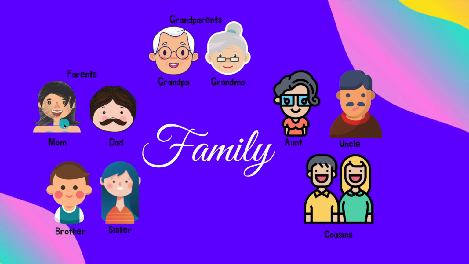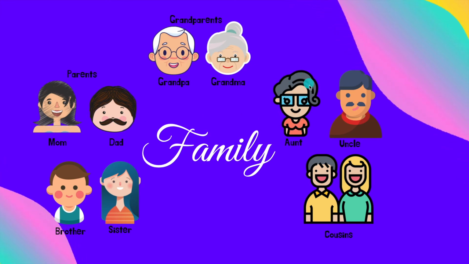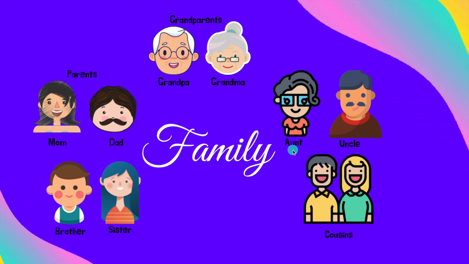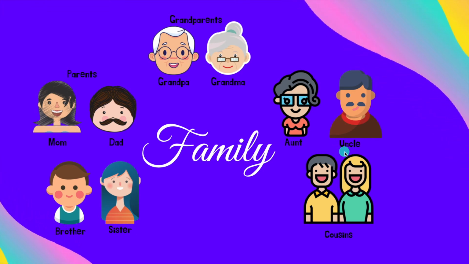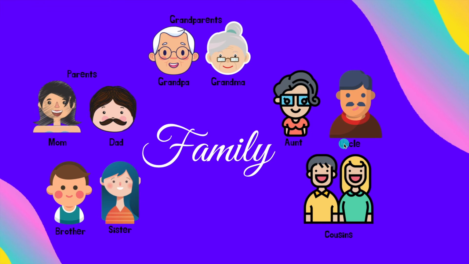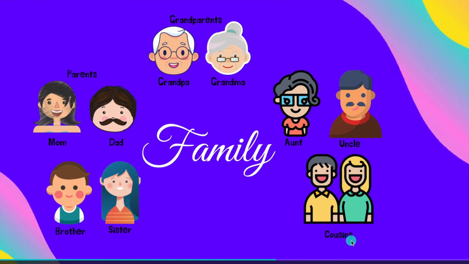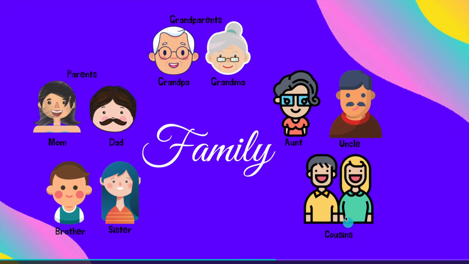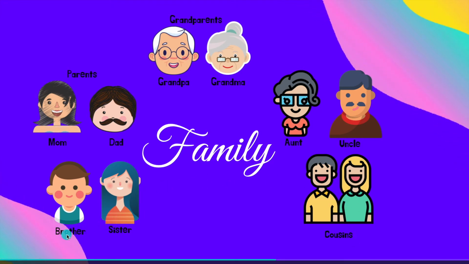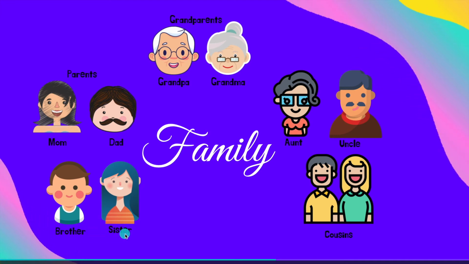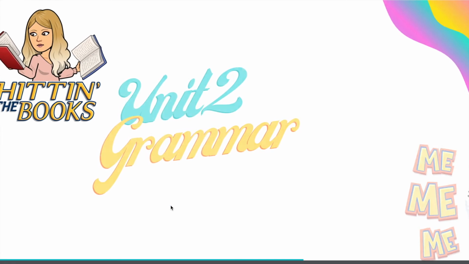Probably the mom or dad has a sister or a brother, and that will be your aunt, okay? Here you have it, aunt. And of course you have an uncle. And aunt and uncle have kids, and those will be your cousins, okay? Remember that cousins could be a boy or a girl. And finally, we have brother and we have sister.